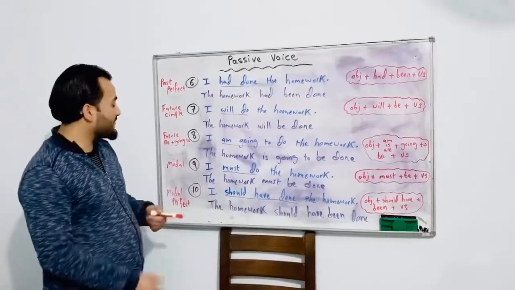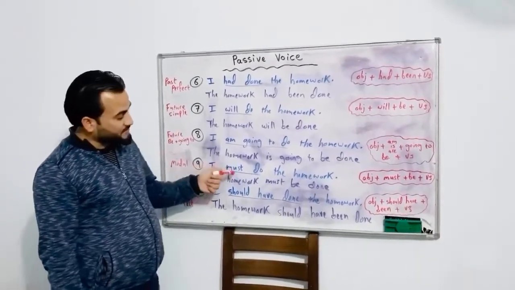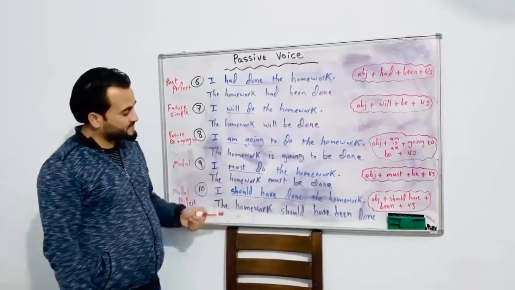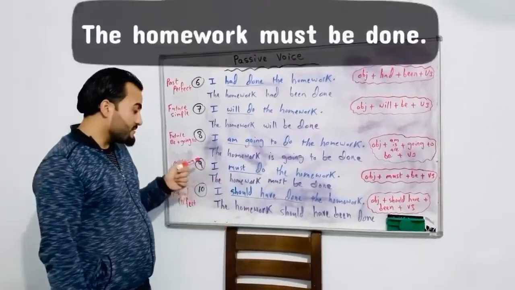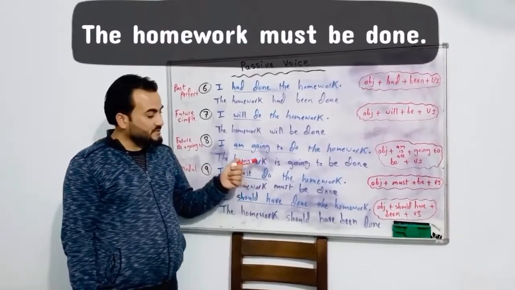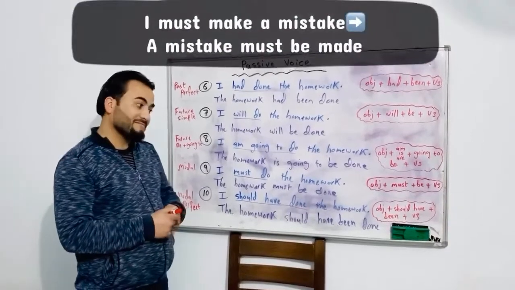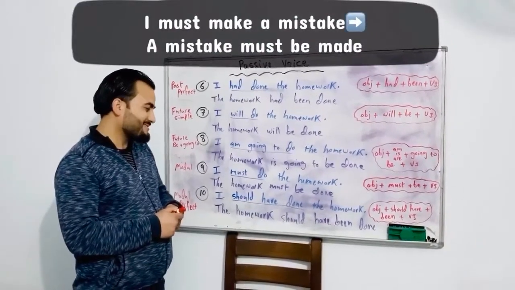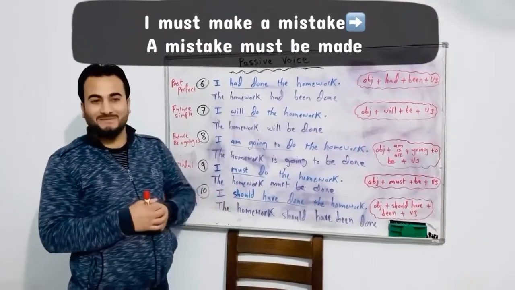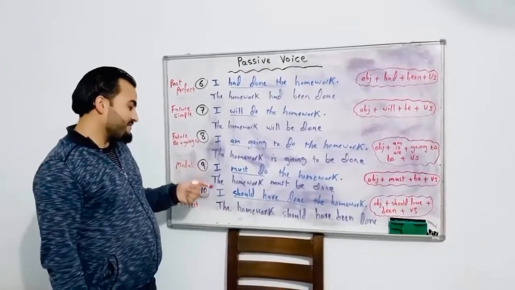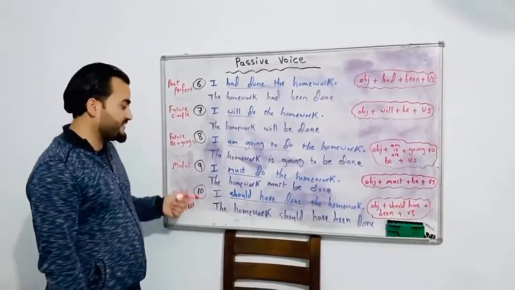Very nice. Number 9, modal. I used here must. Must do. I must do the homework. The homework must be done. I must make a mistake. A mistake must be made. Of course, you mustn't make a mistake, okay? Yes, very nice. The last one here, number 10, modal perfect.